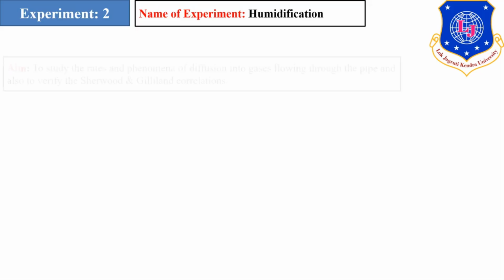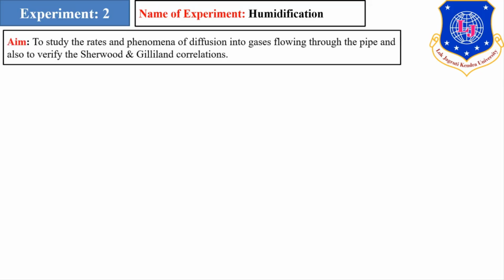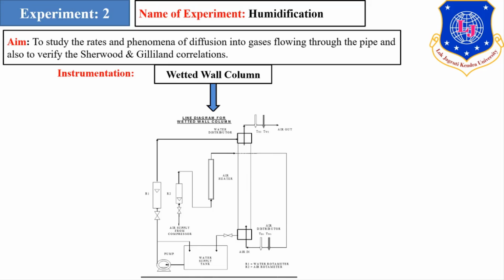Alright, now the aim of this experiment. Basically the aim is to study the rates and the phenomena of diffusion in gases flowing through a pipe, and also to verify Sherwood and Gilliland's correlations. Okay, so now this is the instrumentation of the wetted wall column which we will be using for humidification. This is how a wetted wall column looks.